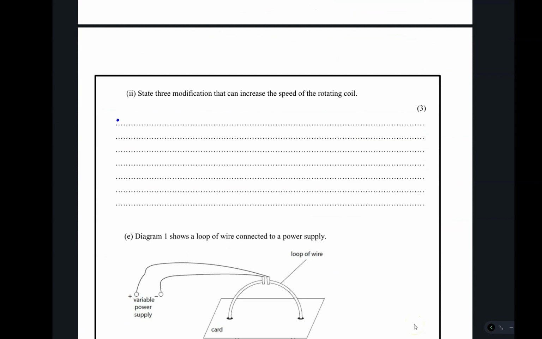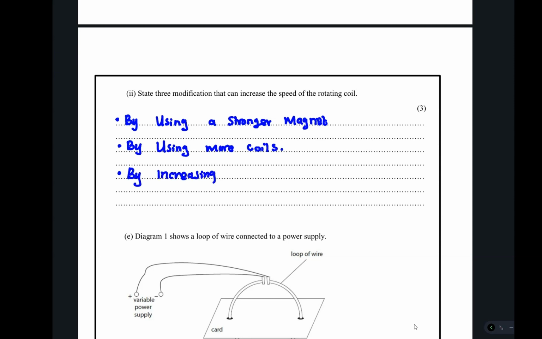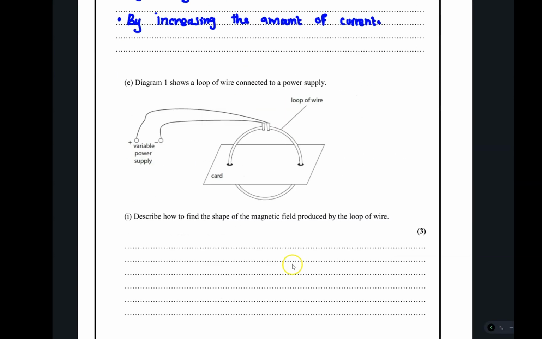Now, state a modification that can increase the speed of the rotating coil. To increase the speed, we can use a stronger magnet, also use more coils, or we can increase the amount of current in the coil. That's what we are supposed to do. We are told the diagram shows a loop of wire connected to a power supply, and we're supposed to describe how to find the magnetic field produced by the loop of wire.